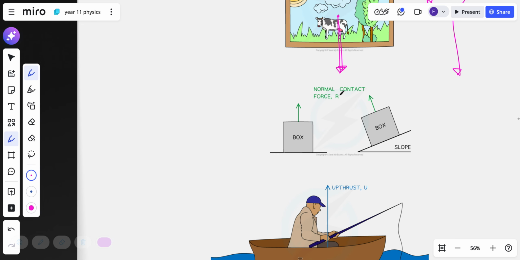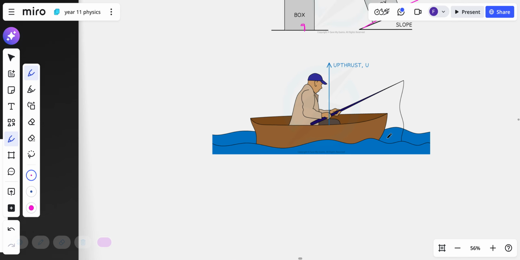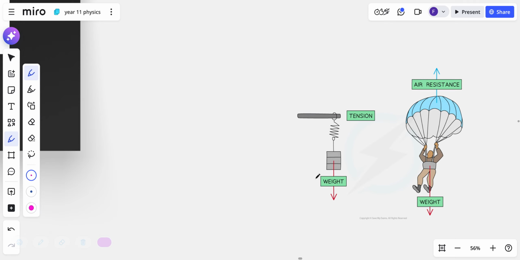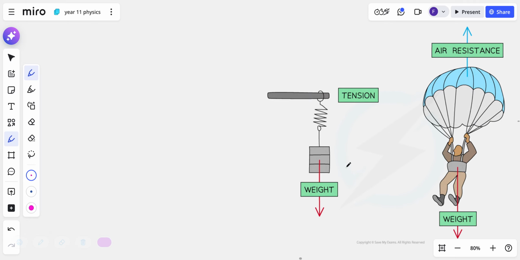All right. Now, the normal contact force is always 90 degrees, and we did that as well, to whichever plane it's sat on. Upthrust, that's the force with which the water is pushing the boat upwards, and we call it upthrust. Right, so let's have a look at a few diagrams.